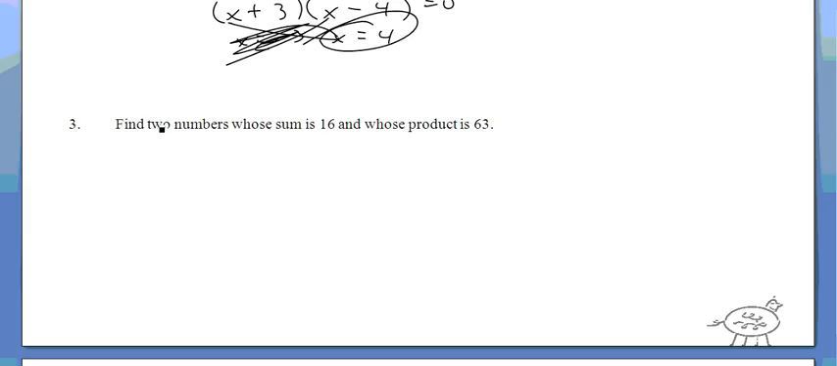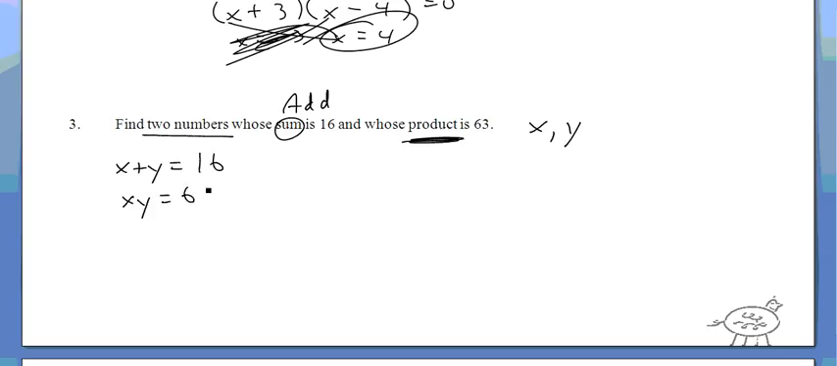Find two numbers. So we got two numbers here. That means we're going to have an x and a y whose sum is 16. Sum means add. Sometimes people say sum means what it equals. Well, it's what it adds up to equal. Product is what it multiplies to equal. It doesn't just mean equal, it means adding, or difference means subtract, product means multiply, quotient means divide. So we're going to say x plus y is equal to 16, because the sum is that, and whose product? Again, there is multiplication, so it's x times y equals 63.